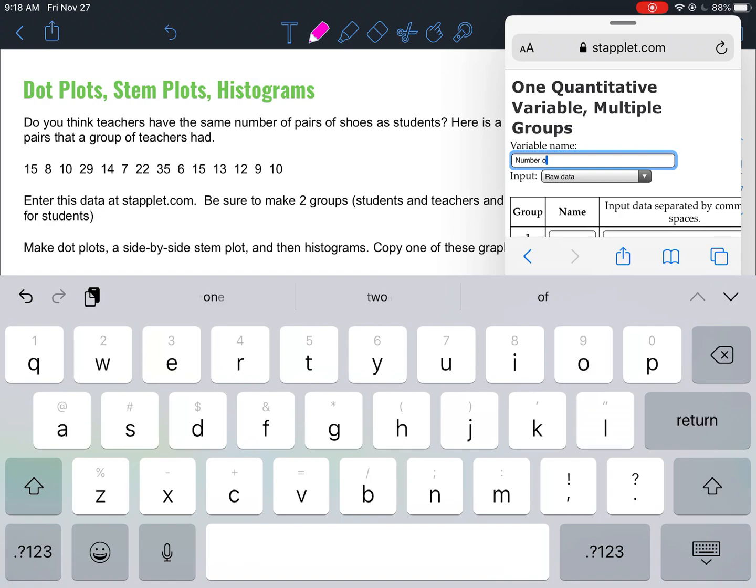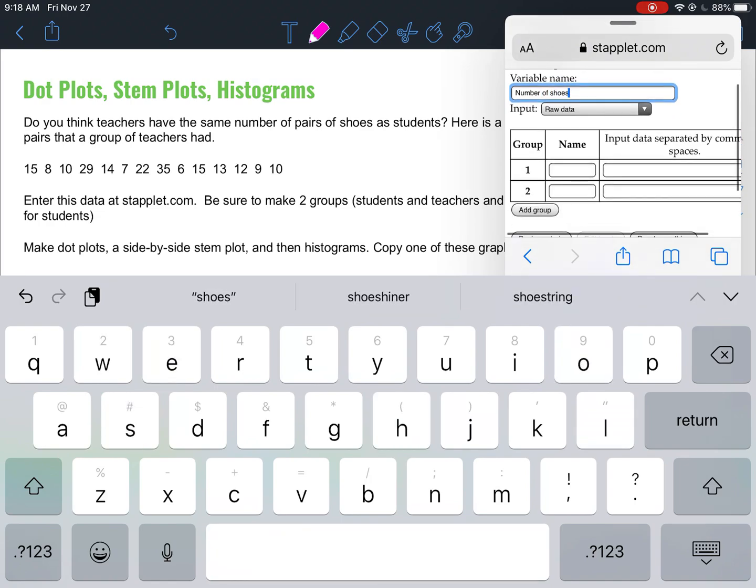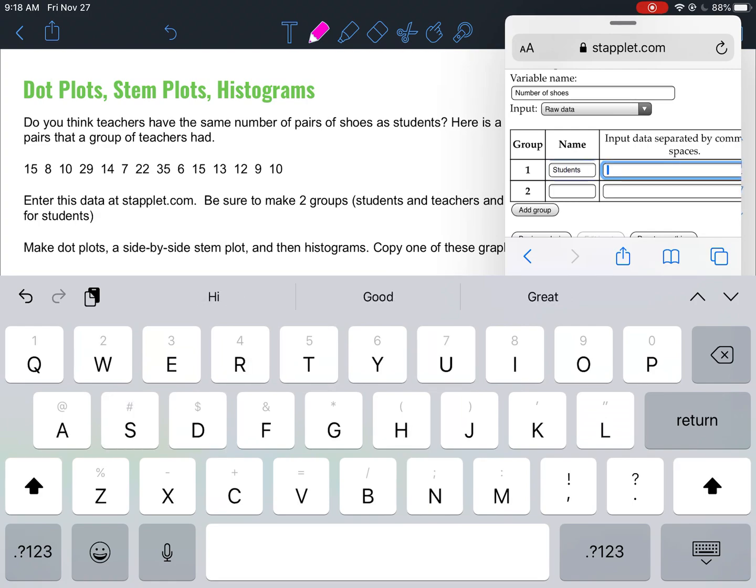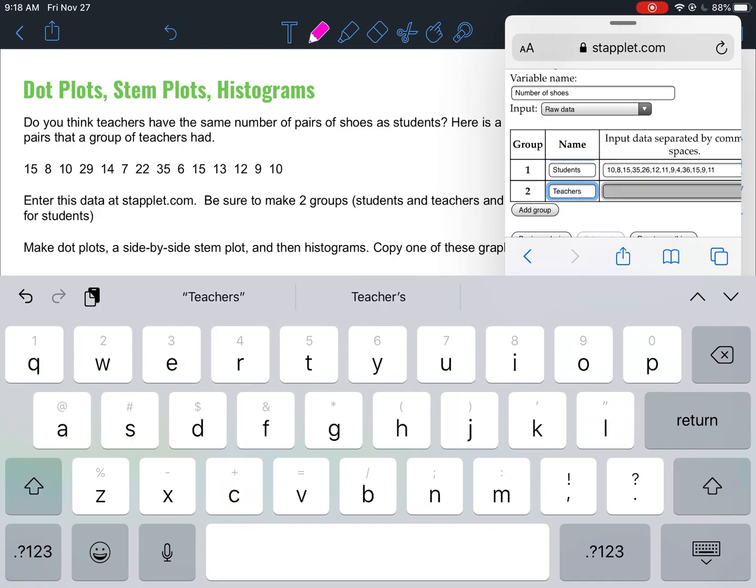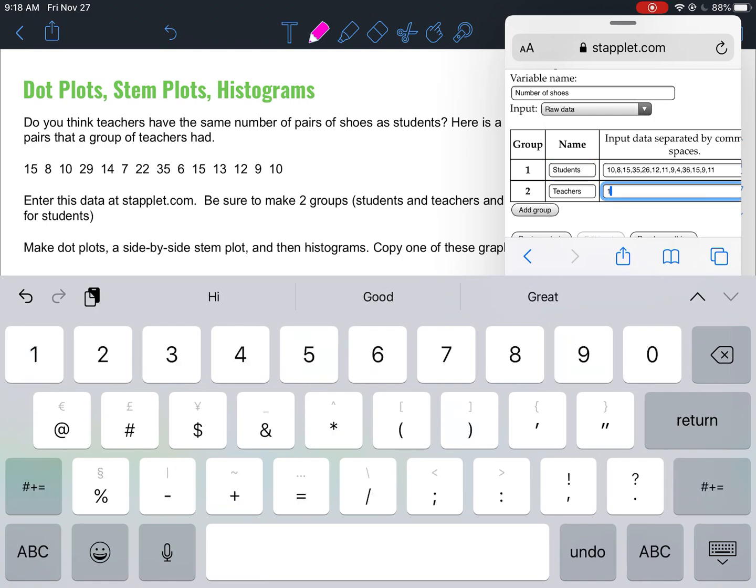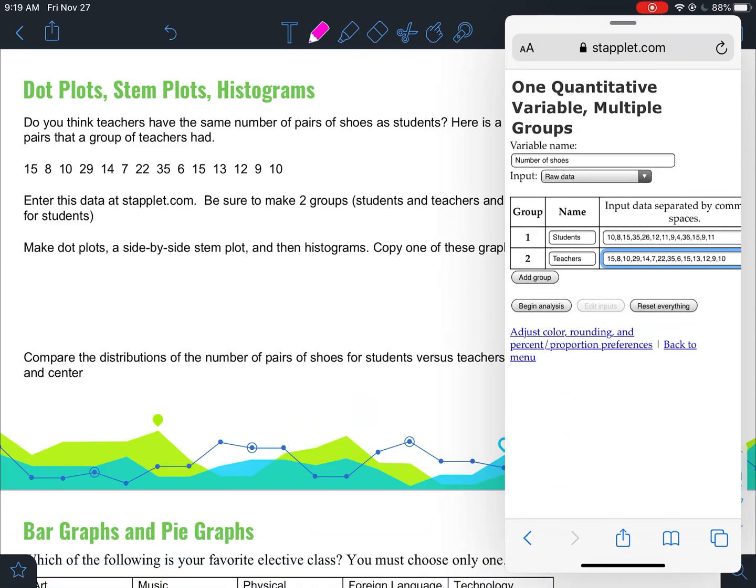So again, this is going to be the number of shoes. And then group name 1 is going to be students. And then we can enter our data. So I'm going to paste that data that we had from before. And then the other one is going to be teachers. Then let's enter in our teacher data. So, 15, 8, 10, 29, 14, 7, 22, 35, 6, 15, 13, 12, 9, and 10.